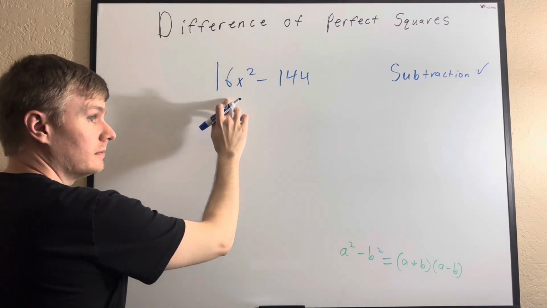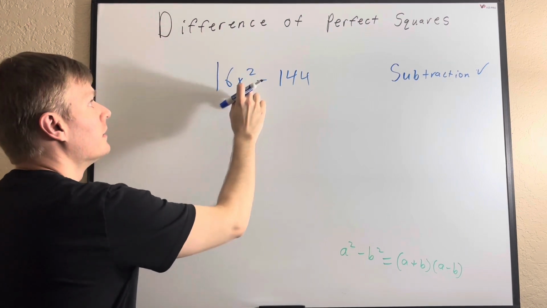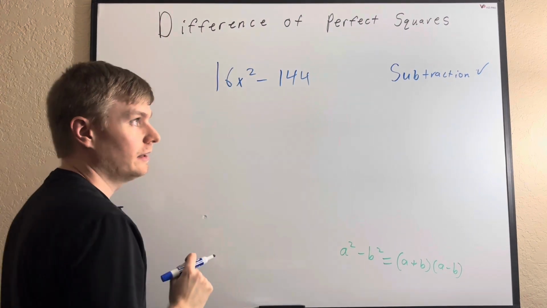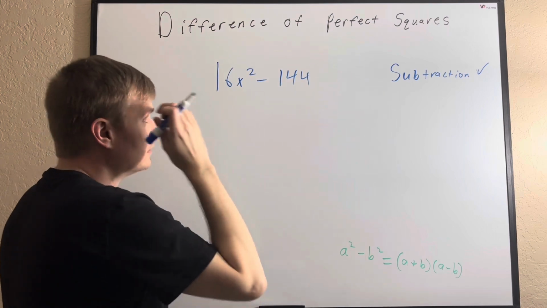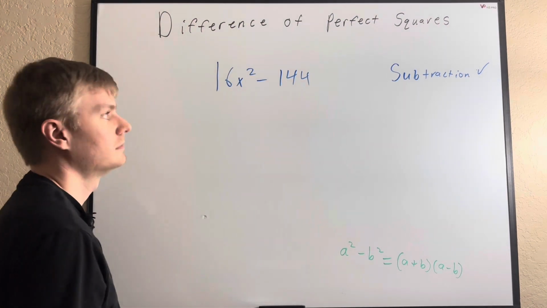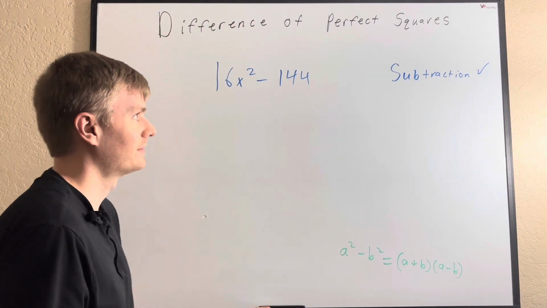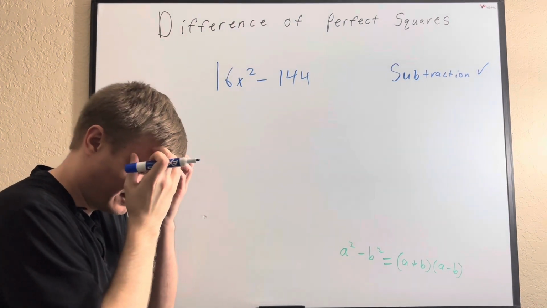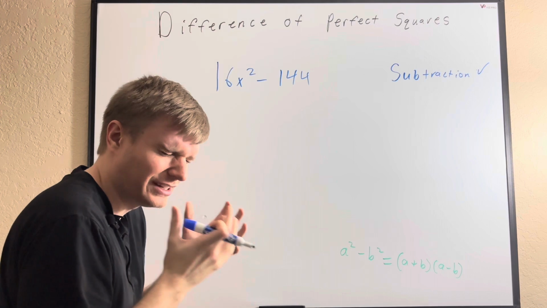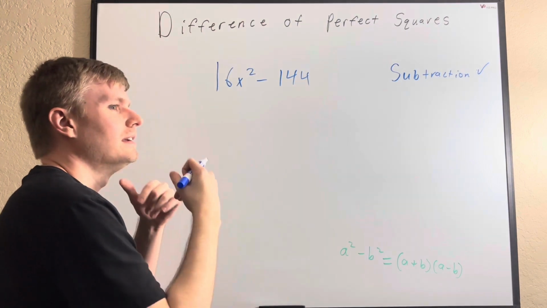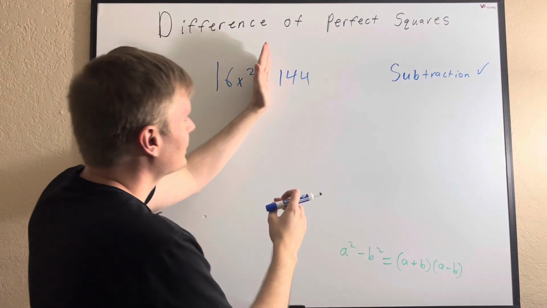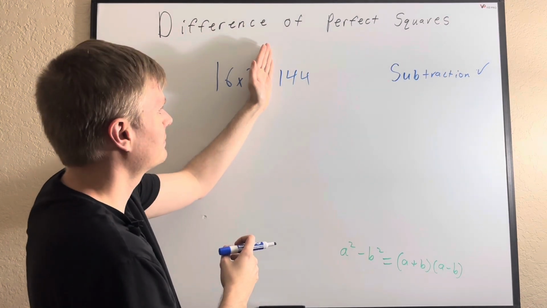Is 16 a perfect square? Yes. X squared? Yes, x squared is a perfect square. 144? Yes, that is a perfect square. It's all right that it's negative. Don't freak out like, wait a minute, I thought square roots of a negative were imaginary numbers. In this case, we're just looking at the 144 there.